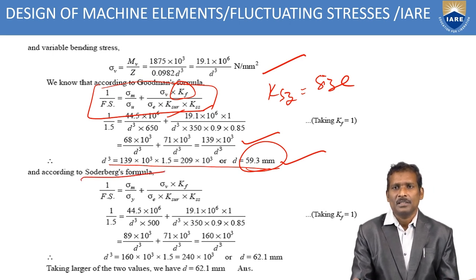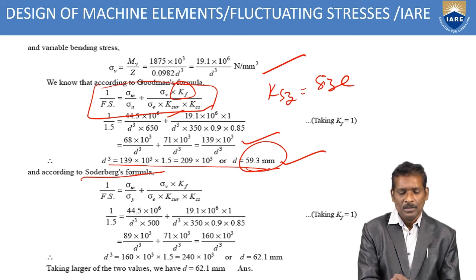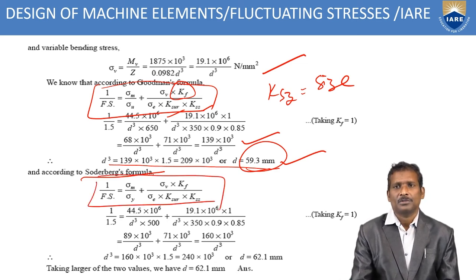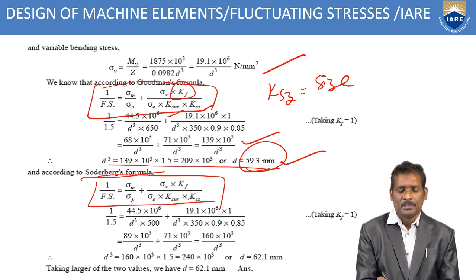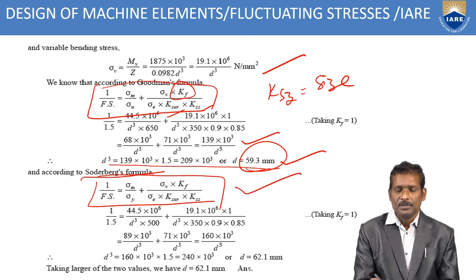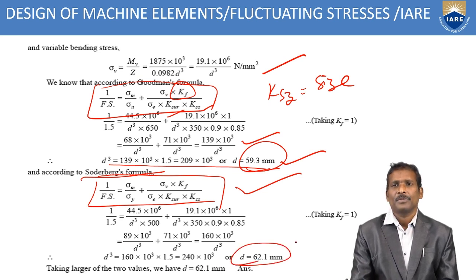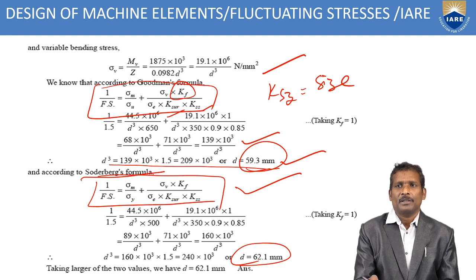Similarly, calculate the diameter of the bar according to the Soderberg line. Why? Because here the yield stress value is also given. So apply this formula, the Soderberg line method: 1 by factor of safety is equal to sigma mean by sigma y plus sigma v by sigma e. Here also multiply the surface finish factor, the size factor and the fatigue stress concentration factor with the given endurance limit value. So you will get a final value of 62.1. Previously, according to the Goodman line method, the value obtained is 59.3, you can say 60 mm, and in the second case, the Soderberg line method, we obtained 62.1.